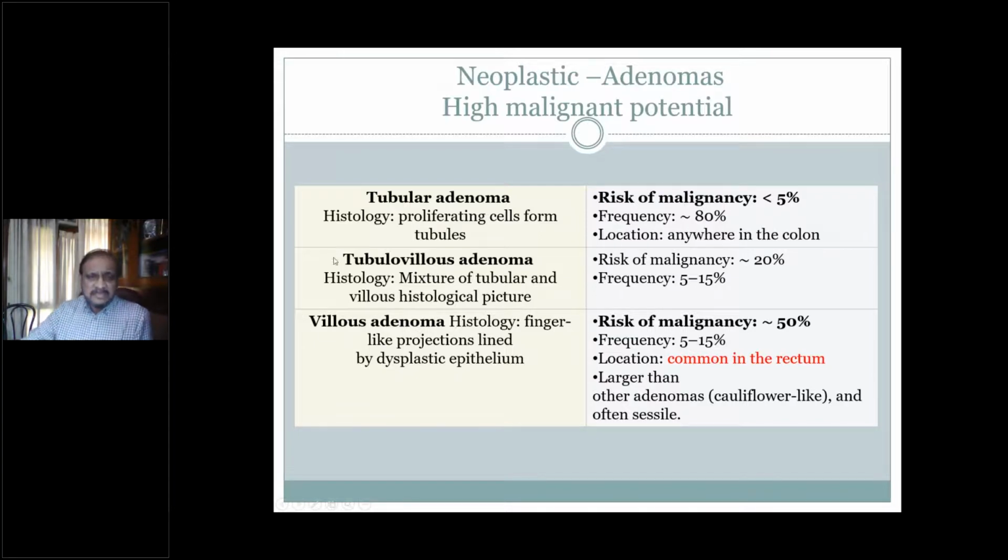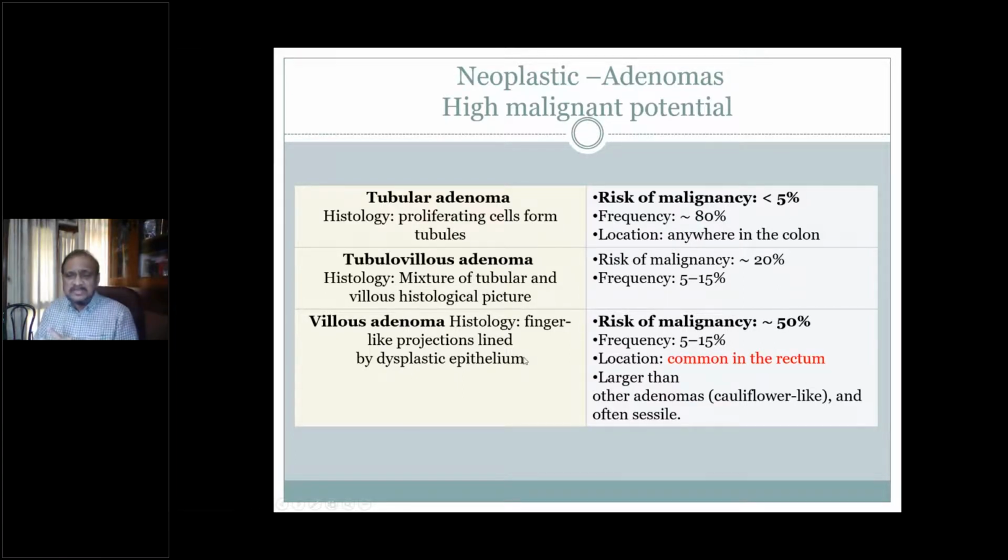Now these, histologically, you see a finger-like projection lined by dysplastic epithelium. Here you find proliferating cells form a tubule. So this is a tubular kind of histological appearance under the microscope. That's why they're known as tubular. And if you get a combination of these two, it will be tubulovillous. But coming to the tubular adenoma, you start from less than 5%, and go up to almost 40% or 50%. See the climb in the malignant potential, 5%, 20%, 50%.